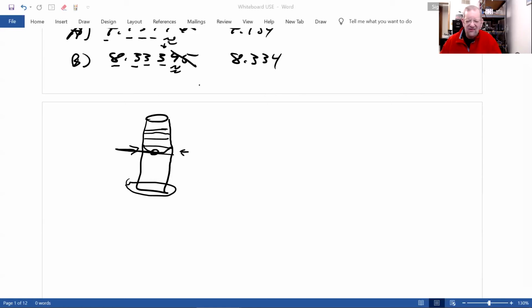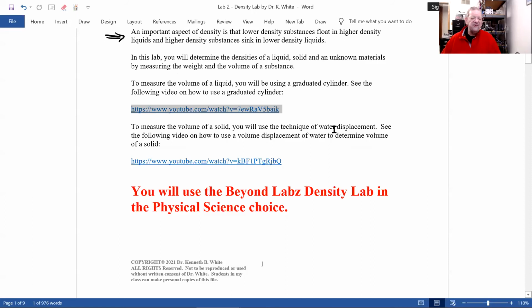And in today's lab, you're going to measure volume and weight, and I'll show you this. Now, how do you measure the volume of liquid? Well, you pour it in a graduated cylinder. How do you measure the volume of a solid? Use what's called water displacement. And I'll let you watch that on your own.